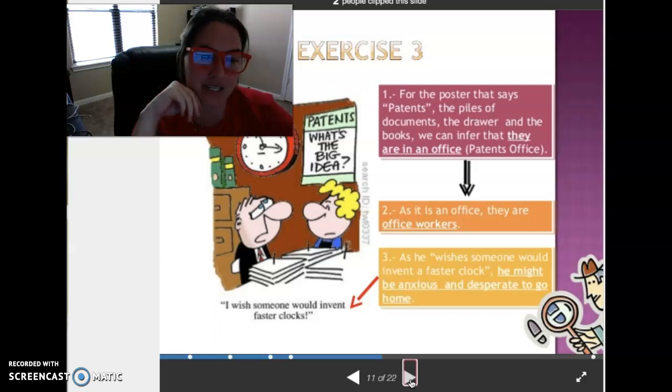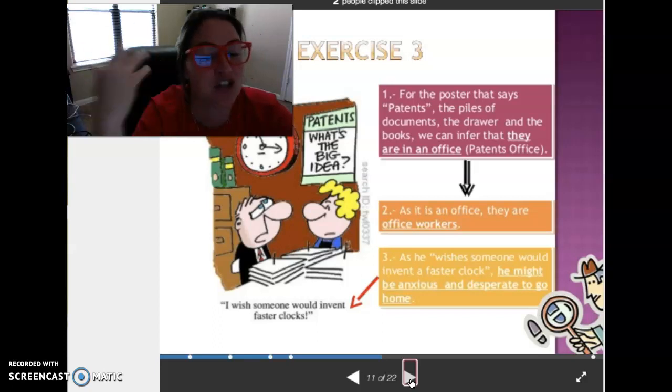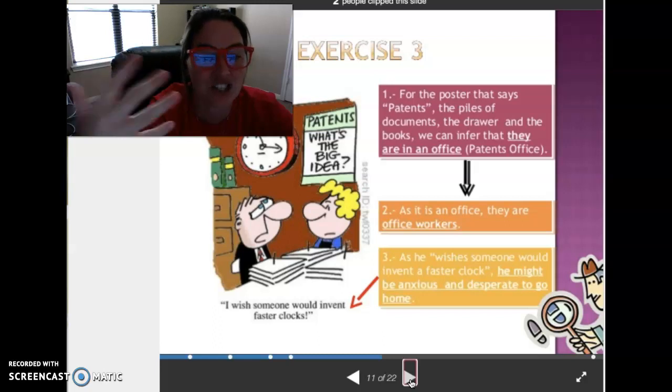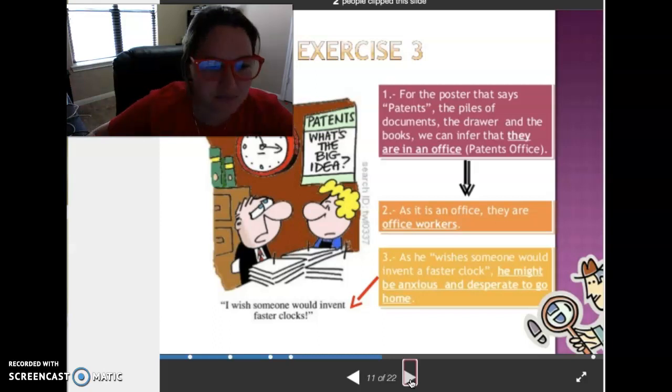So number 3, it says, he wishes someone would invent a faster clock. Why would he wish that? Why would he wish somebody invented a faster clock? Well, of course, you can't invent a faster clock. Time is time, right? But the joke is that he's anxious. He's watching the clock. He's desperate to go home. He wants to get out of there. So the joke is that if only someone would invent a faster clock, we could go home sooner. So that's just a little funny one.